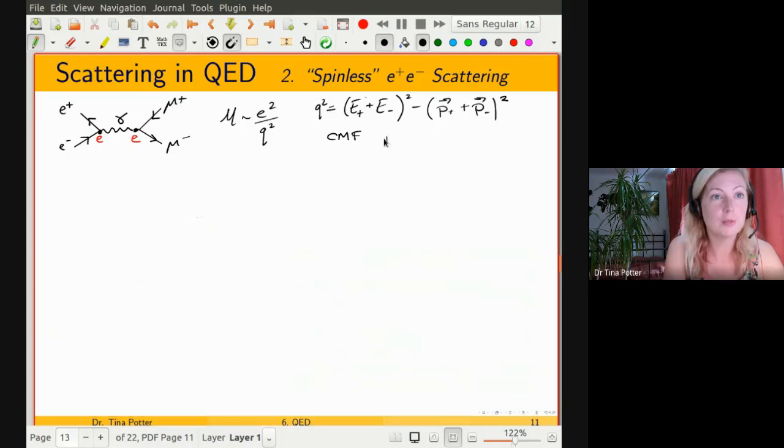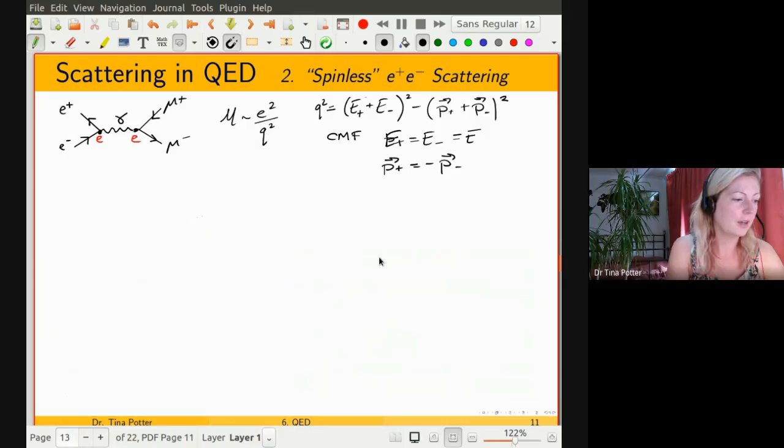So if you choose the center of mass frame, your energies, E+ is equal to E-. They're equal and opposite energies. They're the same particles. So I'm just going to call that E, and then also your momenta are equal and opposite. They're colliding head on. So this very simply becomes 4E squared. And so we're going to need, of course, for our matrix element, we're going to need our matrix element squared for the Born approximation, which is going to be e to the power of 4 over Q to the power of 4. So let's do this.